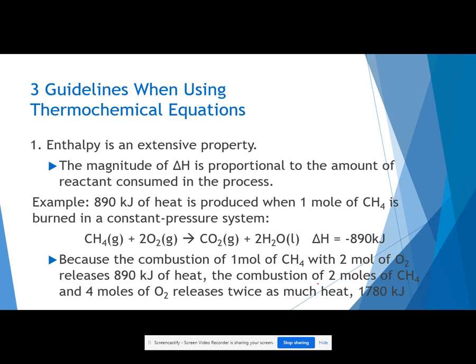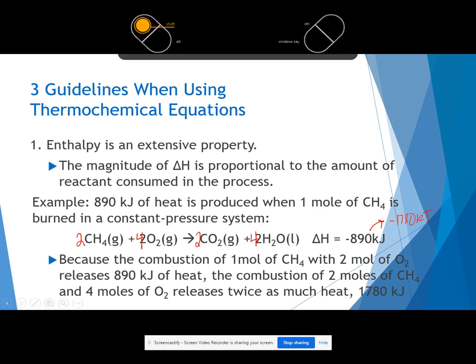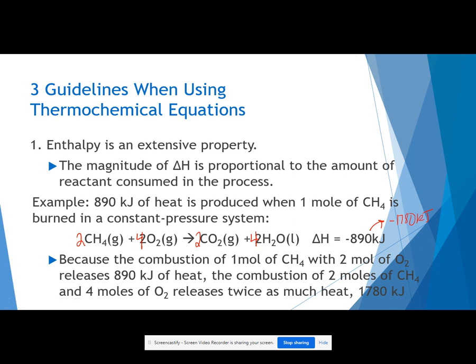However, if we were to increase this to 2 moles of CH4 and 4 moles of O2, that means this number right here has to increase to negative 1780 kilojoules. It has to double because I doubled things down here. If I triple it here, it's got to triple up here. Hopefully that makes sense, because you guys will be doing things like this later on in this chapter. Because if you take negative 890 times 2, you get negative 1780.